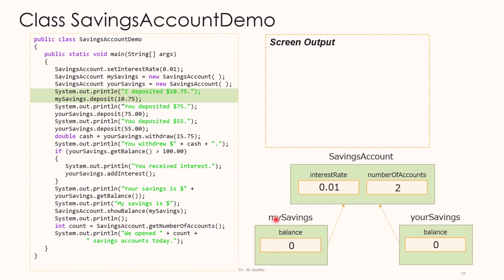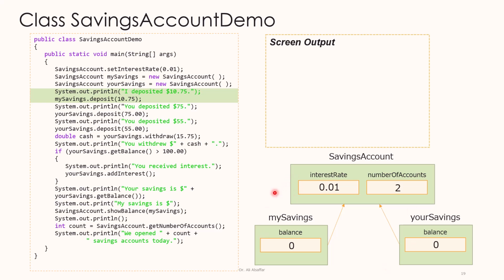So now we have two objects. One is called my savings, the other one is called your savings. Each of these objects has its own balance value. So this balance is different than this balance in these two objects. And also notice that number of accounts has increased by 2. Why? Because when we created the first object, the constructor for the class incremented number of accounts by 1, which is my savings. And when we created your savings, its constructor also incremented number of accounts by 1. After creating these two objects, number of accounts will be equal to 2.